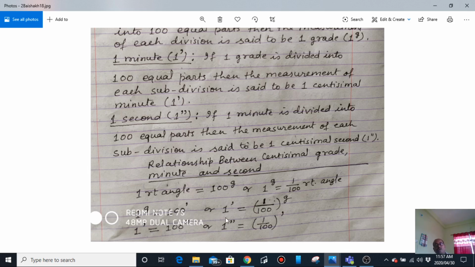So always in coming class we will be solving questions related to degree, minute, second, grade, minute, second. Degree, minute, second should be considered as sexagesimal system. Grade, minute, second should be considered as centesimal system. Okay.